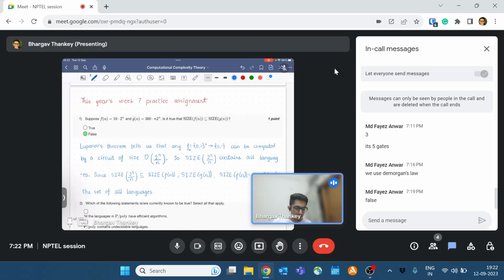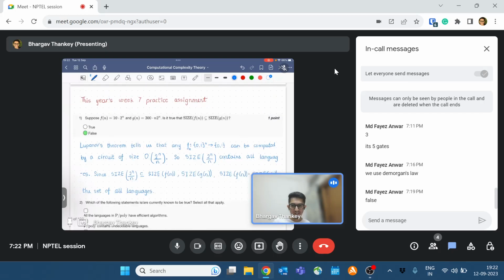Yeah, so both size of Fn and size of Gn contain all languages, and so they are equal, and so this statement can't be true. Is this fine? Yes, so I hope this is fine. Then we can look at the next problem.